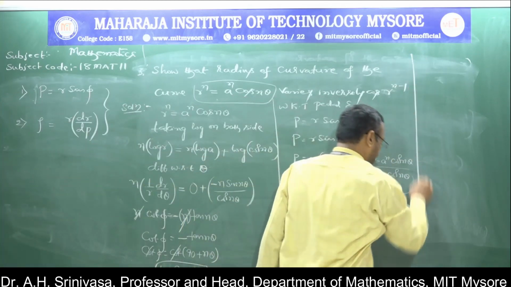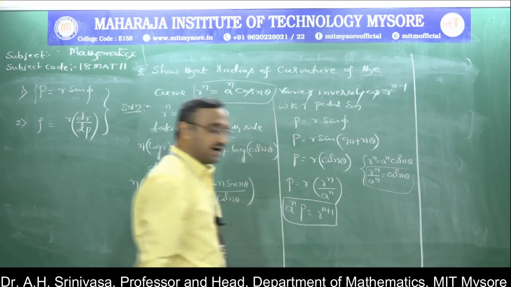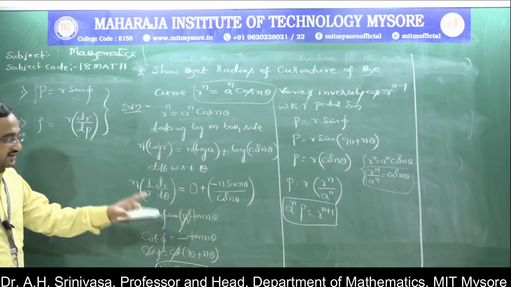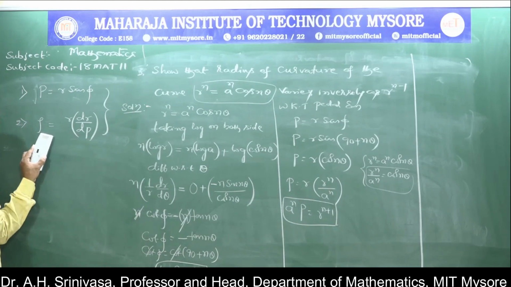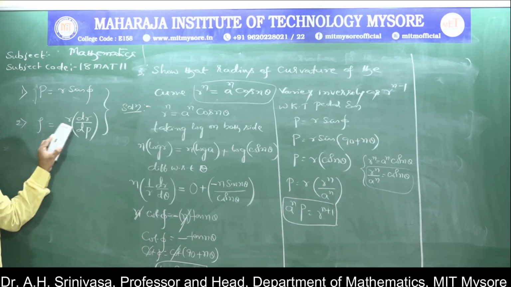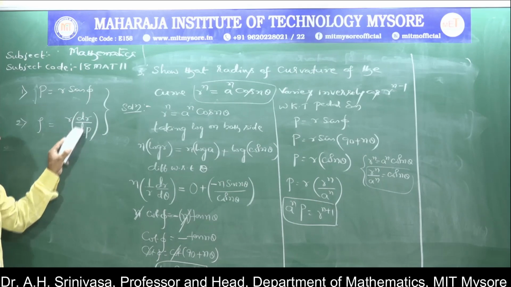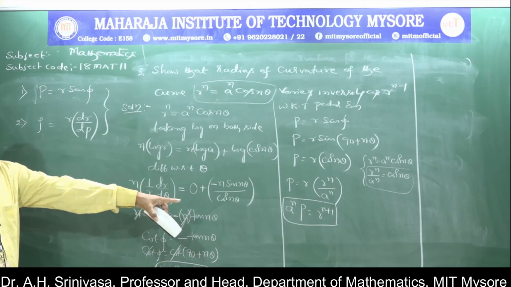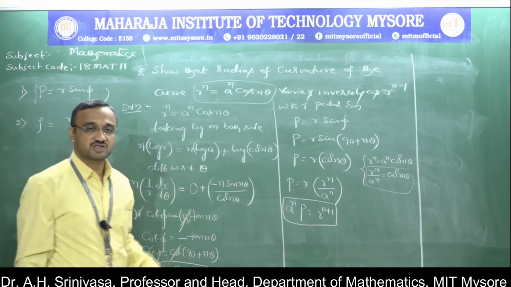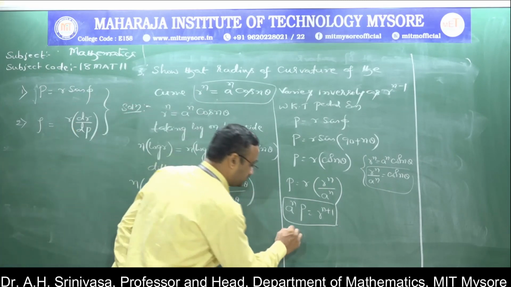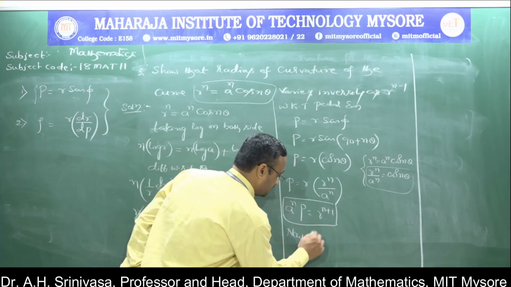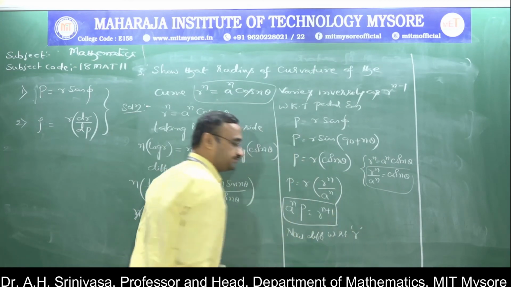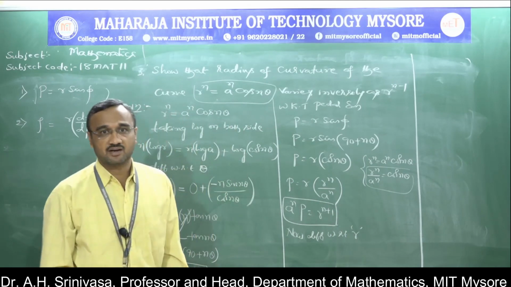So next, I want the radius of curvature. If you want radius of curvature, we need this result: ρ = r dr/dp. Now we have p. I want dp/dr, which means differentiate this with respect to r.